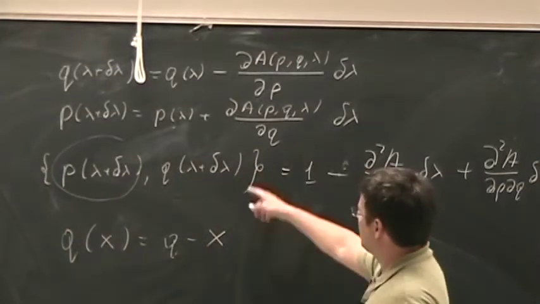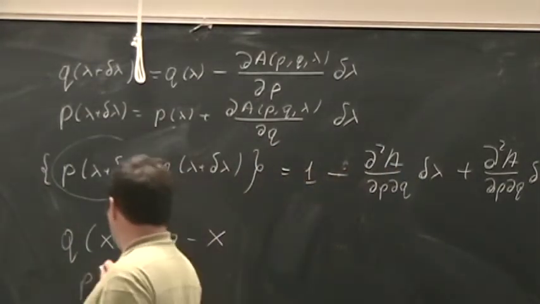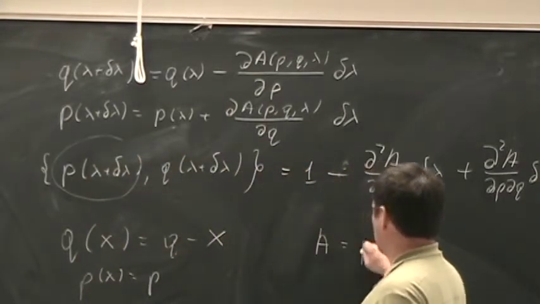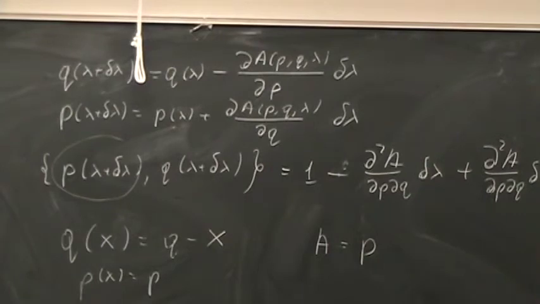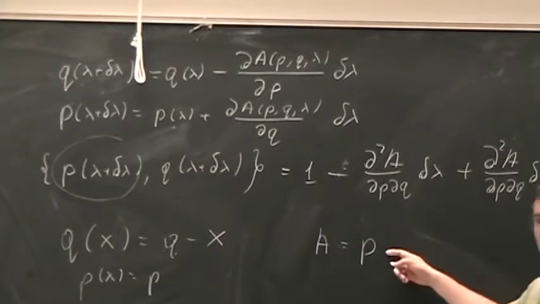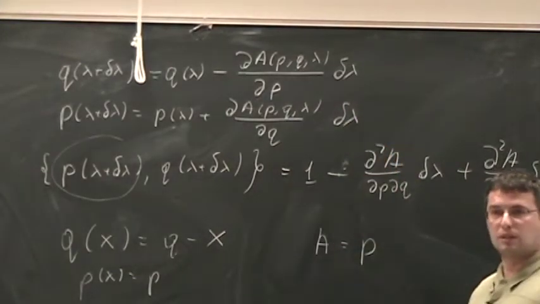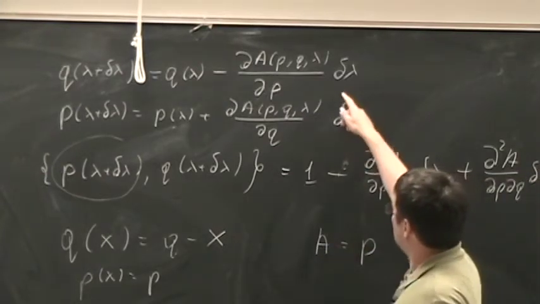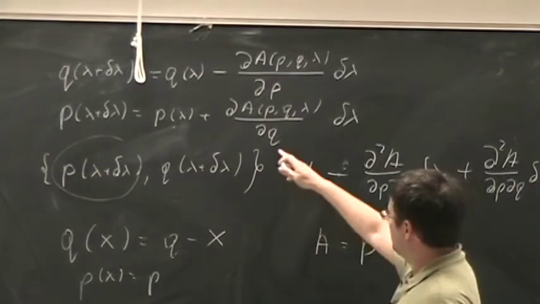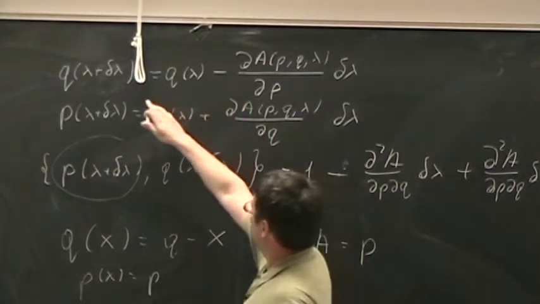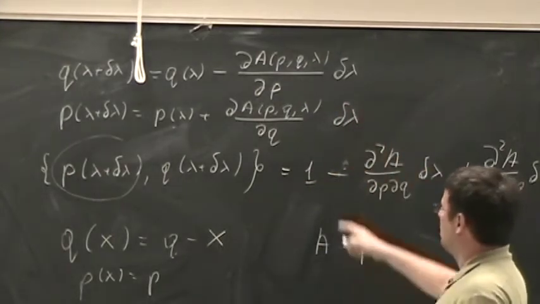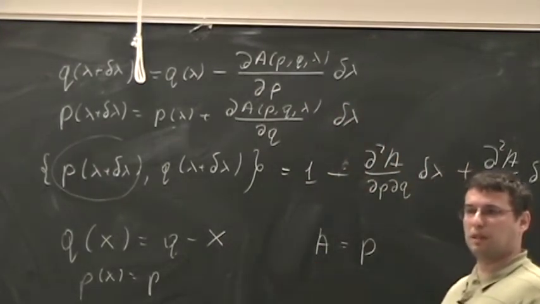And you might check that p of X is the same, and you can generate this transformation by choosing A equal to p. So now it sounds really familiar, right? Momentum is a generator in coordinate space. And this is exactly what happens here. You can just see that if I use this, dq d lambda, where lambda is my x, so dq dx is equal to minus 1. So q will be q naught minus x.